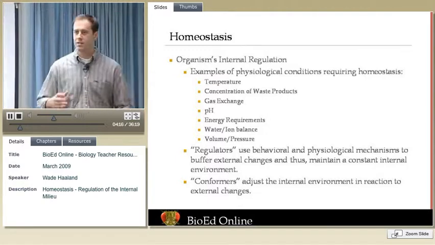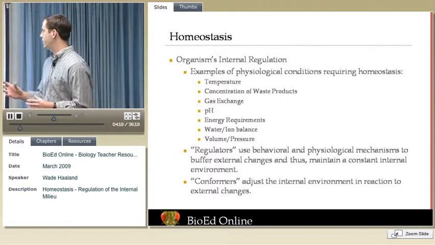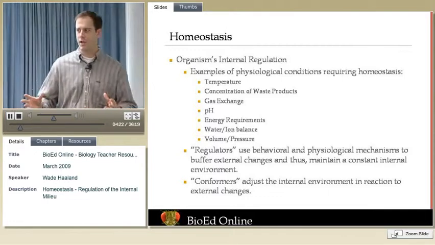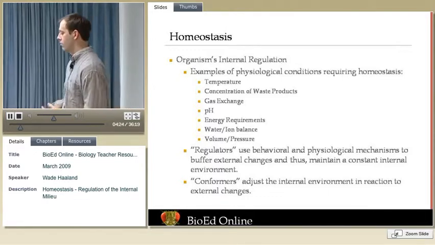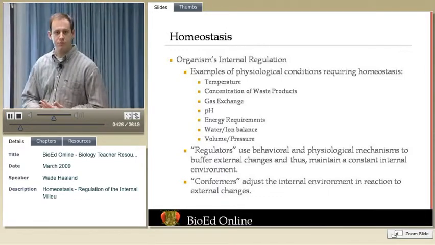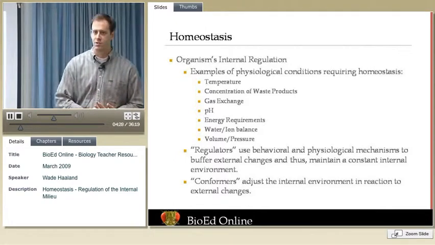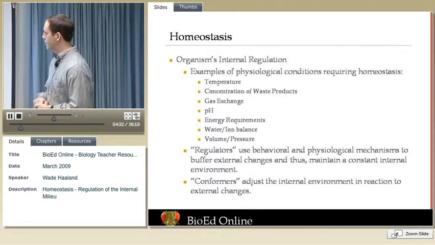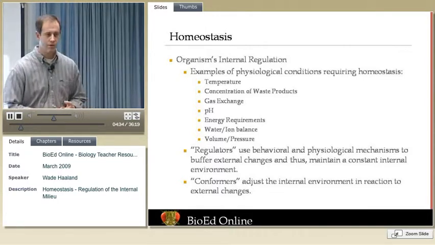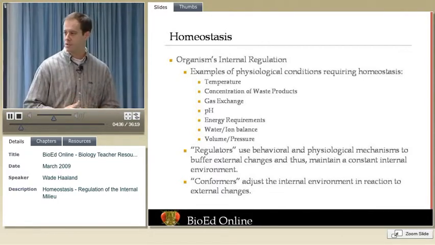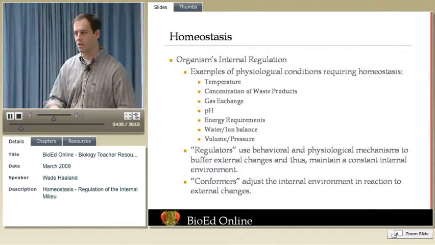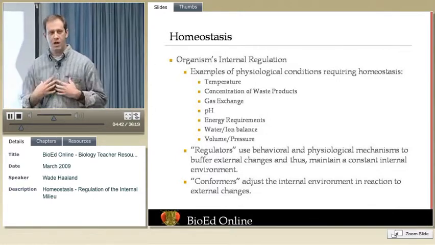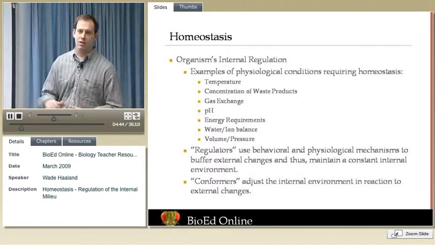So when we talk about maintaining an organism's internal regulation by homeostasis, what kind of different things are we talking about? Well, we have a constant body temperature. When you go to see a physician, he takes your temperature. He's making sure that it's staying in the normal range. Concentration of waste products: if waste products get built up in your blood system, you can have serious defects. You can have kidney failures. Gas exchange: we breathe in oxygen, we breathe out carbon dioxide.